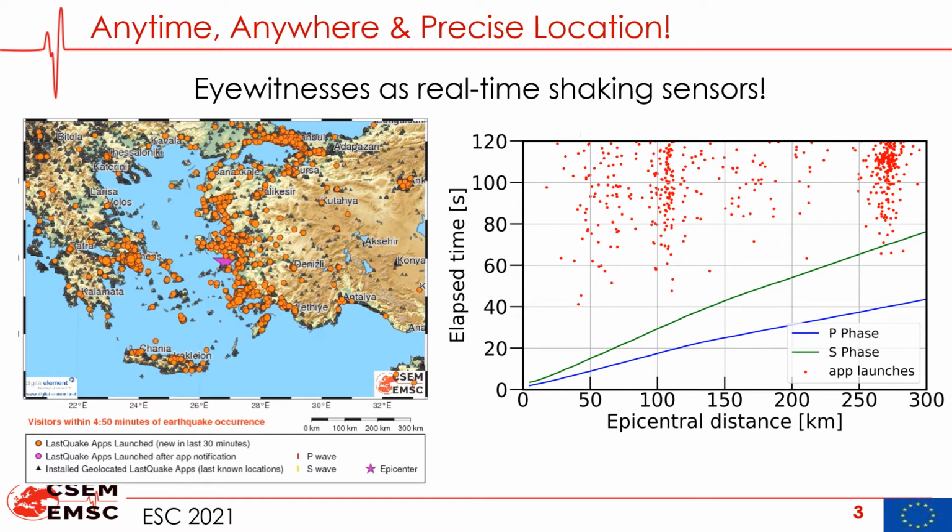So basically people are real-time sensors, and if you are not convinced, you can see exactly the same data in a time-distance plot, and you see that compared to the P wave, the fastest reacting users open the app within typically 20 seconds. So one can say, yes, but it is purely anecdotal. Not exactly.